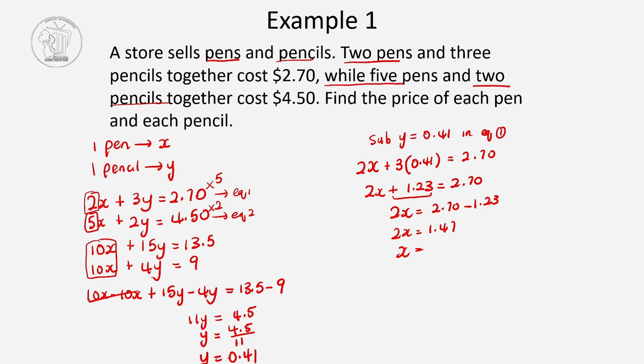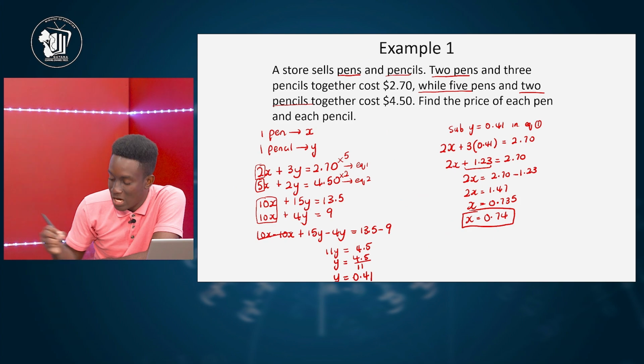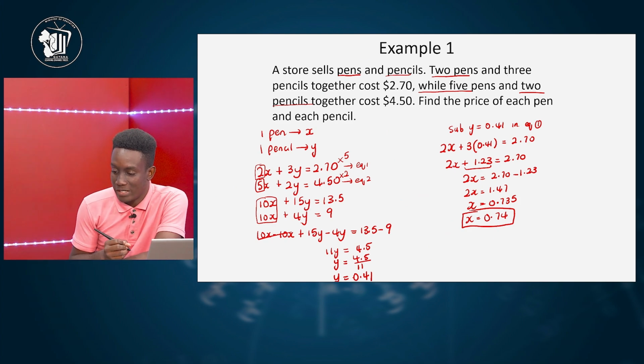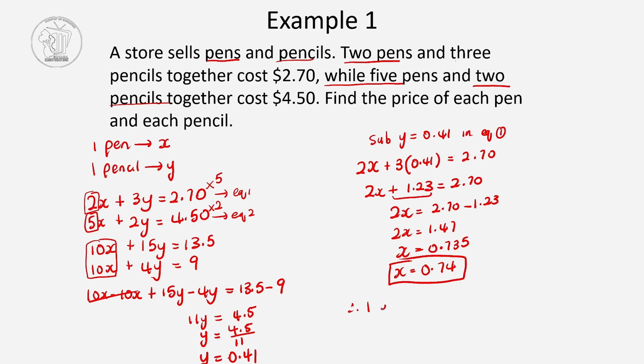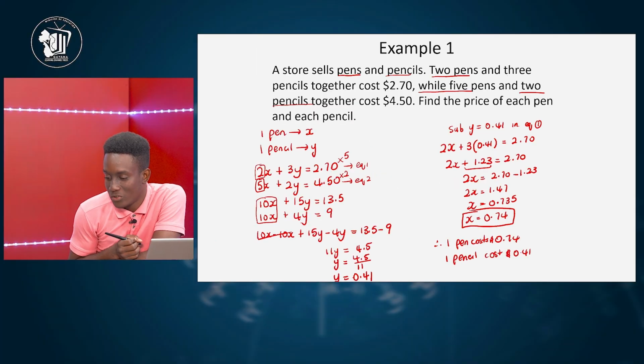Hence x is equal to 1.47 divided by 2 will give us 0.735, and you can round this off to 2 decimal places. We can say x is equal to 0.74. So we have our values for x and we have our values for y. So we can say therefore 1 pen costs $0.74 and 1 pencil costs $0.41.